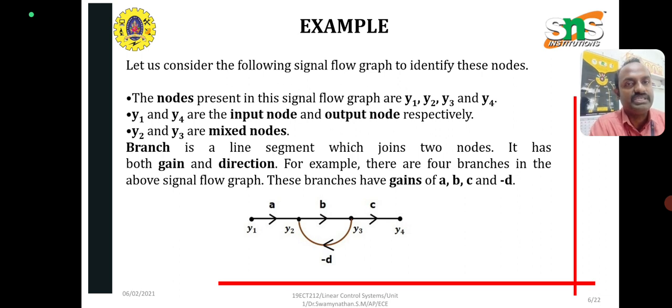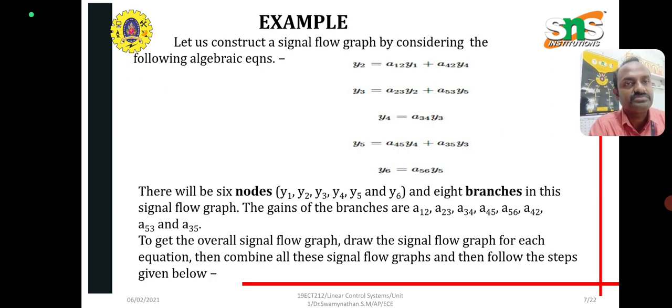For example, take the nodes y1, y2, y3, y4. y1 and y4 are the input node and output node: y1 is the input node and y4 is the output node. y2 and y3 are mixed nodes because they have both input and output. A branch is a line segment which joins two nodes, and it has both gain and direction, such as A, B, C and minus D.